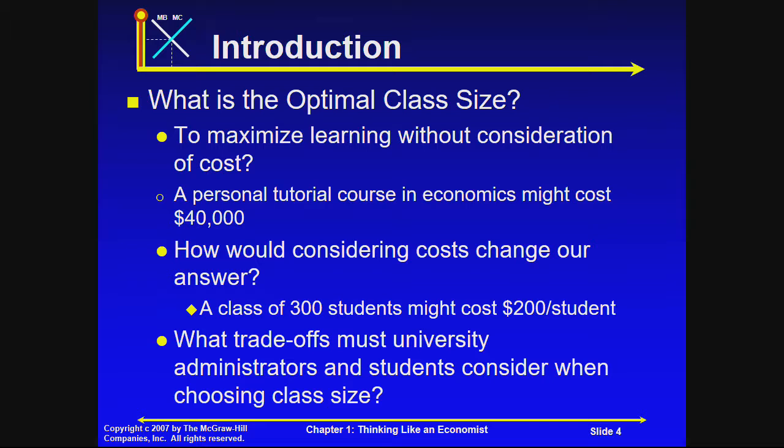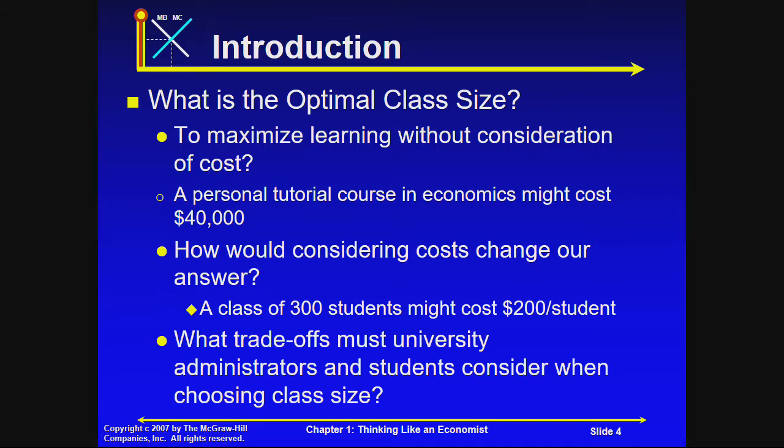So, as a university administrator, they have to make choice like that. How big should the class be? Is 25 optimal size, or should we bump it to 30 students, or 35 students, or even 40 students for big classes? So the question is asked, do we want to maximize learning without consideration of cost? Is that the best? For example, a personal tutorial course in economics might cost $40,000. Wow, can you afford that? You're the only student in my class.